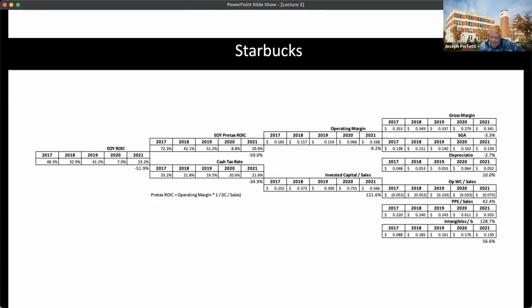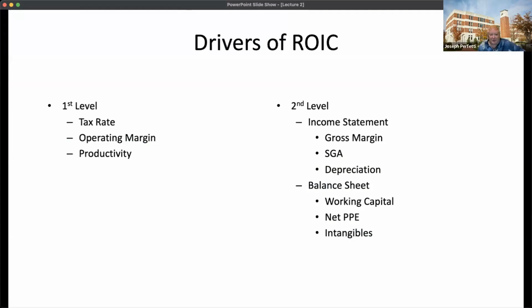Okay, now when we do a tree, which is going to be your next week's homework assignment, there are two levels of the tree. The first level of the tree explains the drivers of ROIC. There are three drivers of ROIC mathematically for any company, always. The first one is the tax rate. The second one is their operating or EBIT margin. And the third driver is the productivity or efficiency of investment. Those three things explain a company's ROIC.